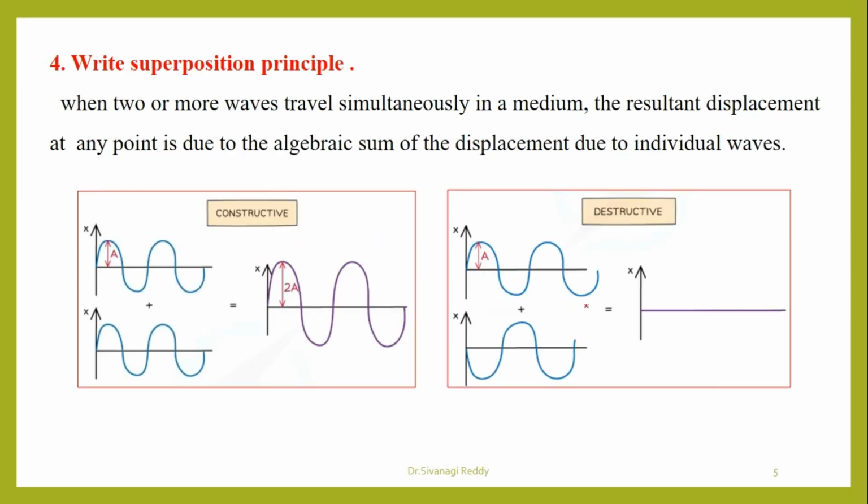Then write the superposition principle. When two or more waves travel simultaneously in a medium, the resultant displacement at any point is due to the algebraic sum of the displacements due to the individual waves. Say for example, this amplitude is A and this is A. Now A plus A gives 2A amplitude. It is a constructive interference. When two waves are out of phase, then the superposition will be the difference of these two.